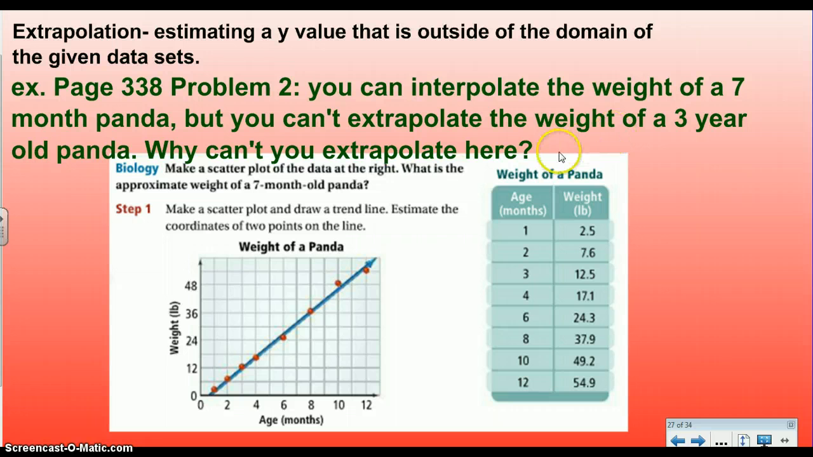It's the same with a panda. A panda's going to hit its weight around 1 or 2 years old. At 3 years old, they're not going to be growing as much as they were when they were babies. They're going to hit their maximum weight or their average weight at an earlier age than 3 years old. So we can't extrapolate here because it's not going to follow the same trend line. The first year of life, you're growing faster than the years beyond that for a panda.